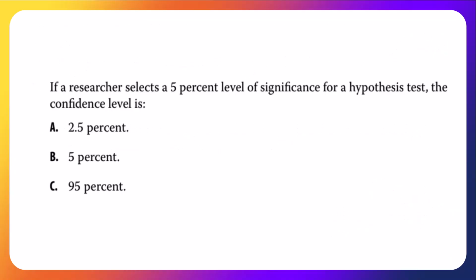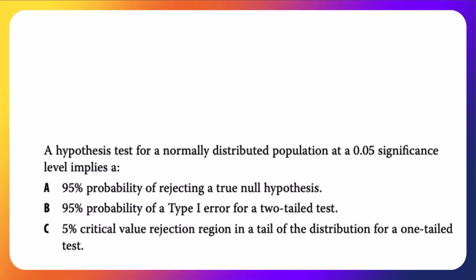If a researcher selects a 5% level of significance, and we know level of significance is alpha, for a hypothesis test, the confidence level is 1 minus alpha. So 1 minus 5% is 95%. A hypothesis test for a normally distributed population at a 5% or 0.05 significance level implies 95% probability of rejecting a true null hypothesis. No, it would be 5%. We can get rid of that one.